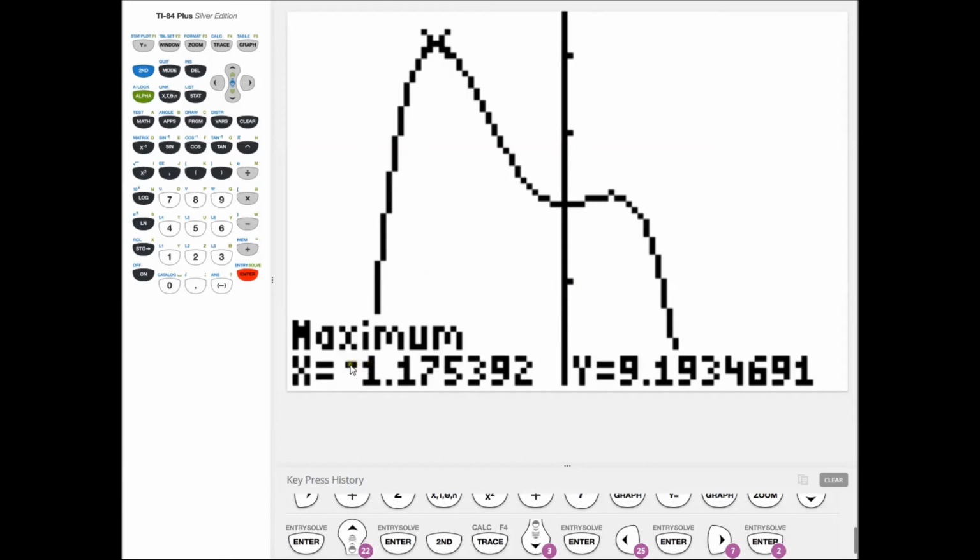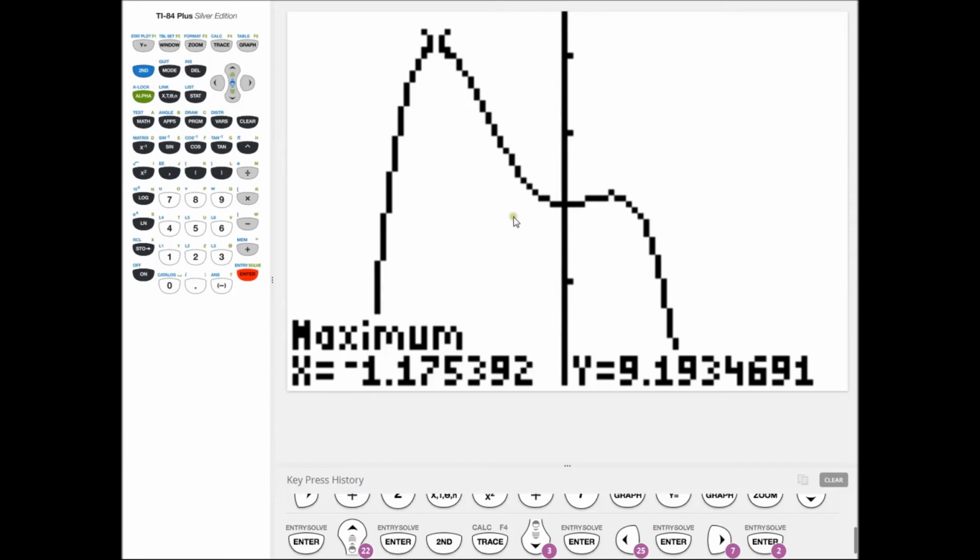This is our maximum. You can write this down on your worksheet or on your test. I round it maybe to 1 or 2 decimal places. So you could say the coordinates are negative 1.18, comma, 9.19. That would be the coordinates for that point. That is the maximum: negative 1.18, 9.19.